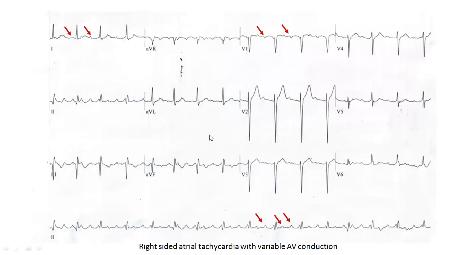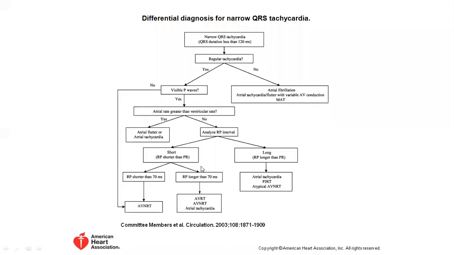This is another tachycardia. You see variable AV conduction. The P wave is negative in V1 and positive in lead 2. This is also discordant. And where is this tachycardia coming from? This is a right-sided atrial tachycardia, right? So this is a right-sided atrial tachycardia with 2:1 and 3:1 AV conduction.